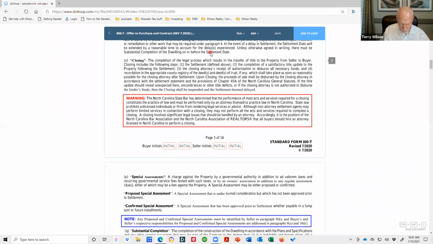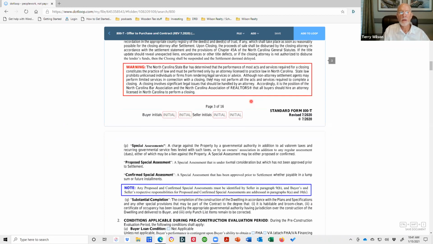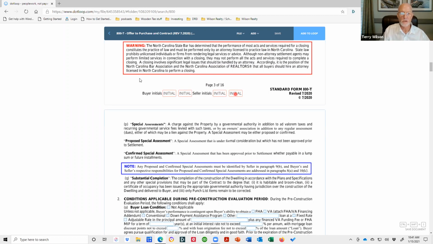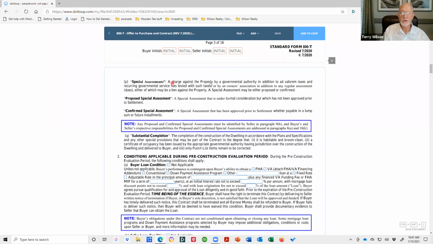Closing, we all know closing, that's when the deed's recorded. It includes the settlement, completion of the satisfactory title updates, closing attorneys' receipts of funds, disbursement of funds, deed recordation, and so on. North Carolina has determined that closings require attorneys, et cetera. Special assessments, charge against property by a governmental agency or an HOA.